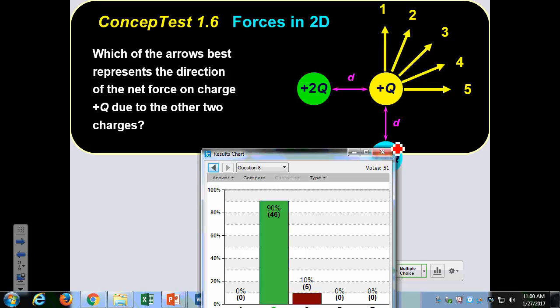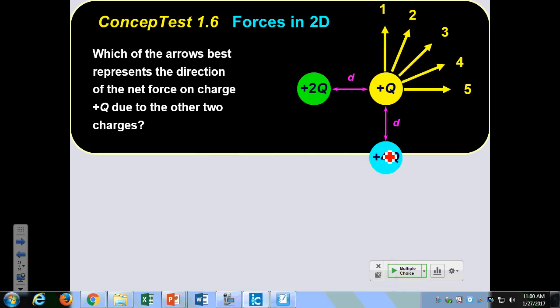Okay, good. B is right. Look, my forces look like this. Due to the plus 4q charge, I have a big force in that direction. Due to the plus 2q charge, I have a smaller force in that direction. They're the same distance from the plus q charge, but the 2q charge is smaller, so the force is half of the other. And so the sum of these would be B. That's what y'all put, right? Yeah, so B is the right answer.